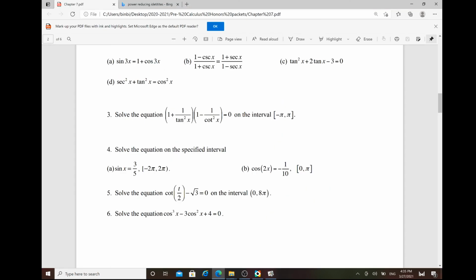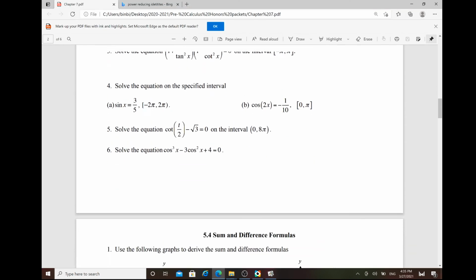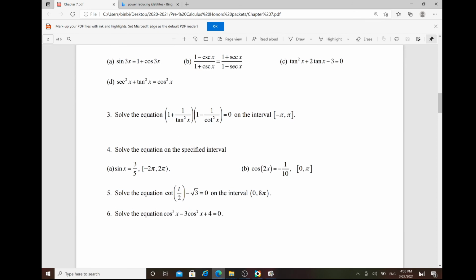Now let's do one more. The one that I just left for you is something you want to solve by yourself. Number 5, cotangent of t over 2 minus root 3 equals 0. So this one is just solving for cotangent.